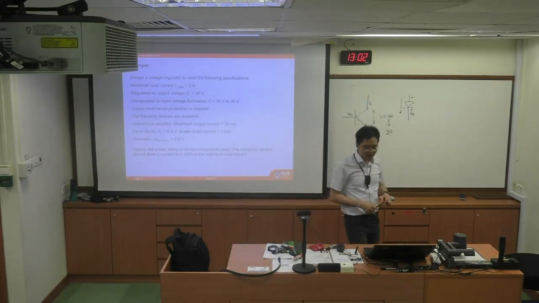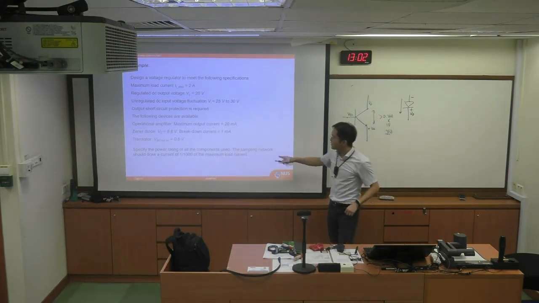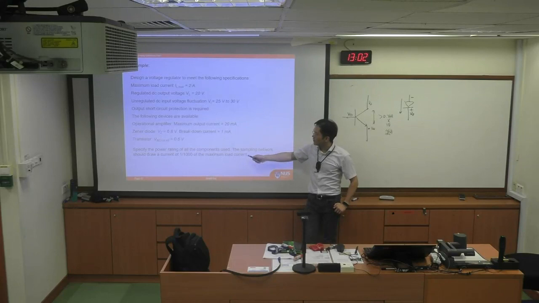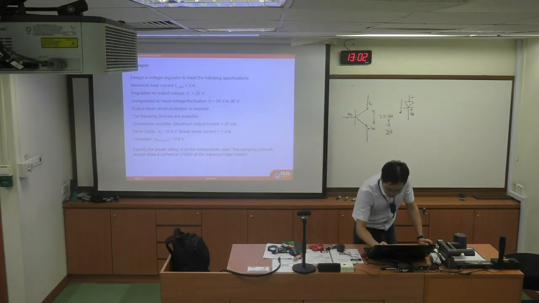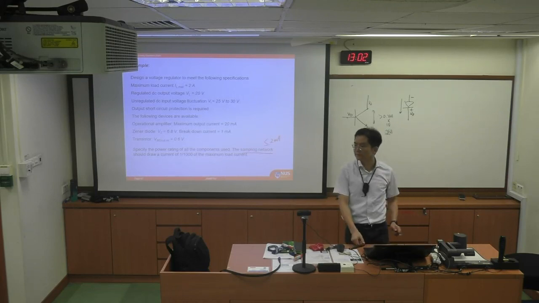Now, how do we design this? Well, there's one hint. Specify the power rating of all the components, and on top of that, the sampling network should draw less than 1/1000th of the load current. Since the load current is 2 amps, this implies the sampling network should draw less than 2 milliamp. Right?